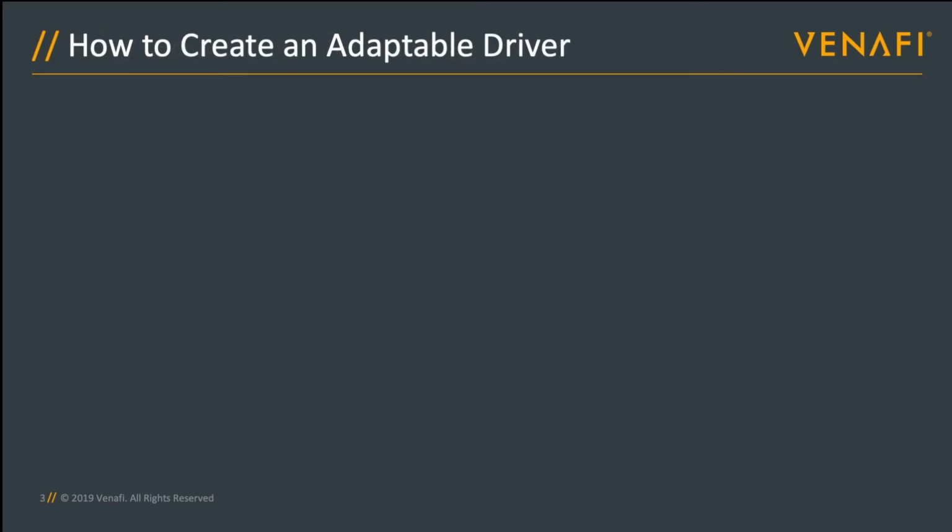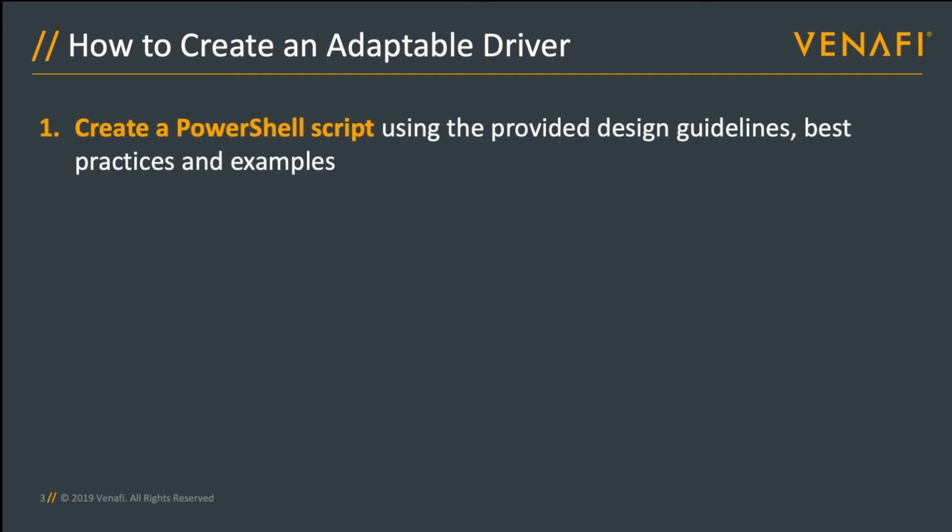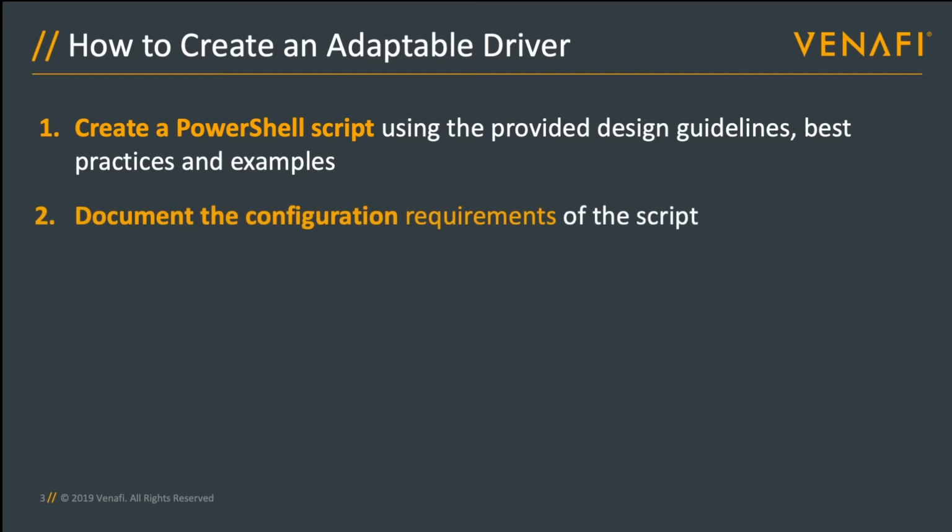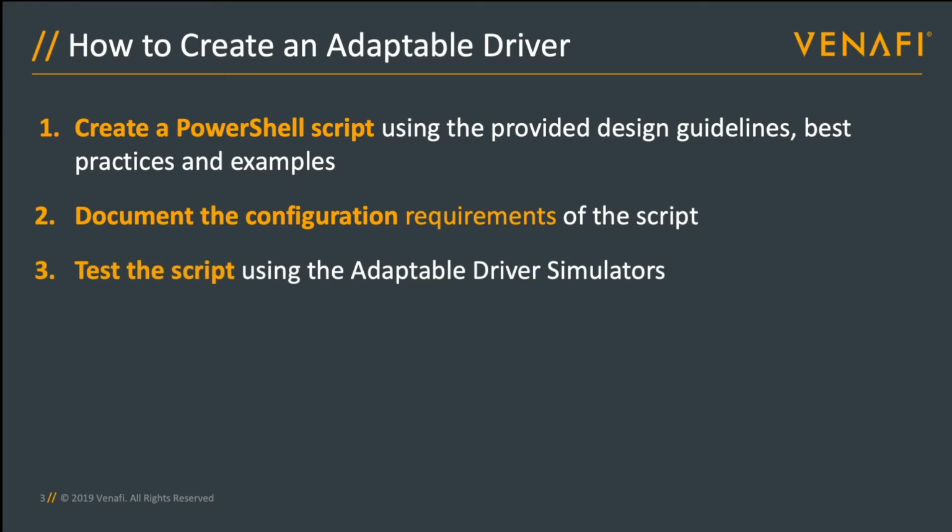At a high level, this is the general process that will be followed when creating a new integration using the Adaptable Framework. The first step is creating a PowerShell script using the provided design guidelines, best practices, examples, and development tools. Next, you'll document the configuration requirements of the script that you develop.